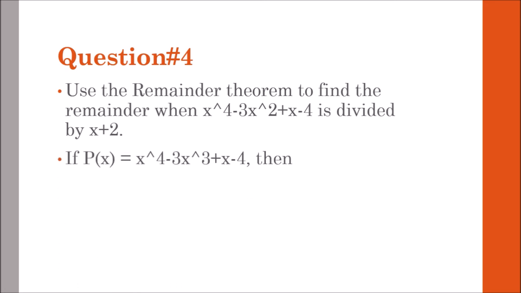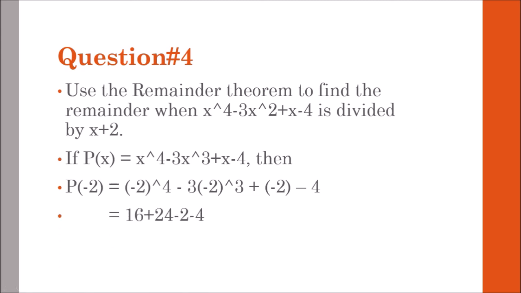Okay, for this question, we know that if p(x) equals x to the power of 4 minus 3x to the power of 3 plus x minus 4, then we can put negative 2 for x, because x equals negative 2, we can understand from this factor. And when we put negative 2 for x, we are finding 16 plus 24 minus 2 minus 4, and this equals 34. The remainder of this polynomial is equal to 34.